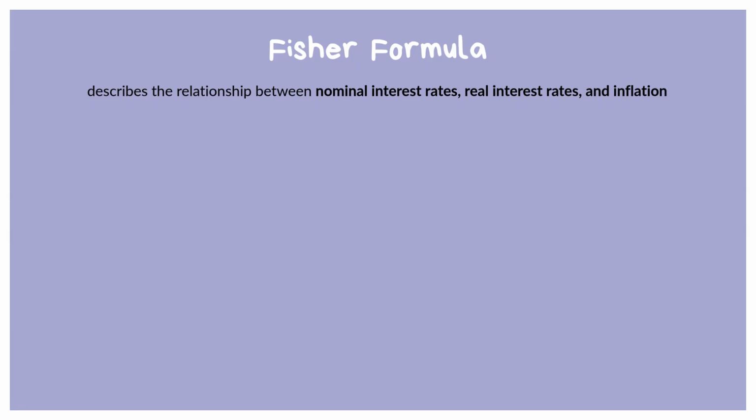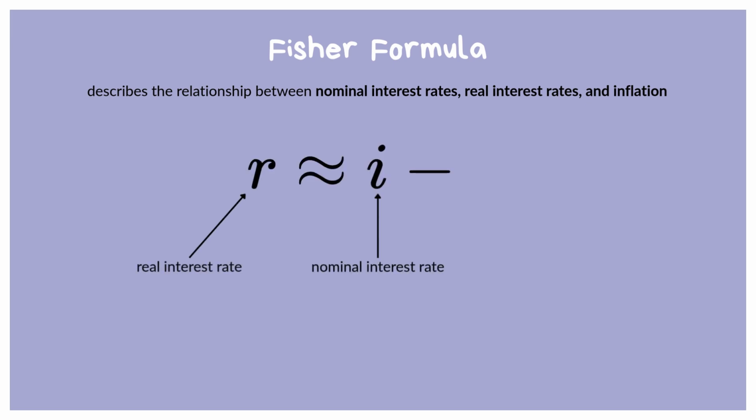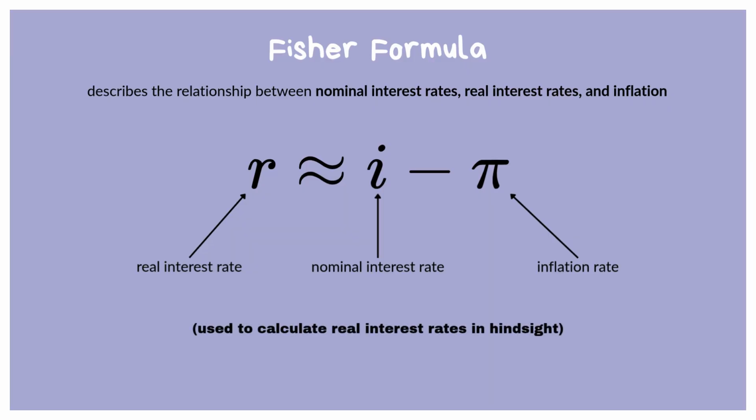The Fisher formula can also be rewritten in terms of the real interest rate. It states that the real interest rate is approximately equal to the nominal interest rate minus the expected inflation rate. This can be used to calculate a real interest rate in hindsight by subtracting the actual inflation rate from the nominal interest rate. Let's see an example of this in use.